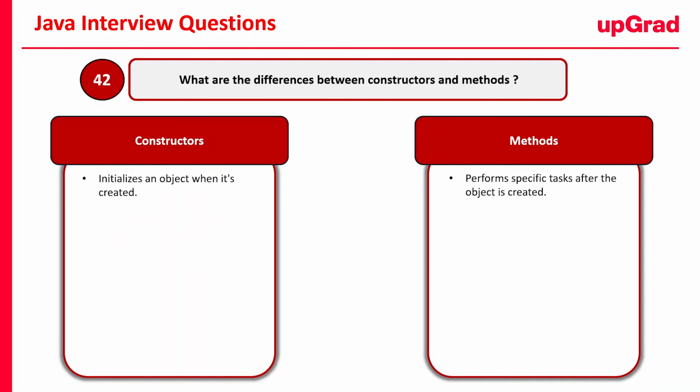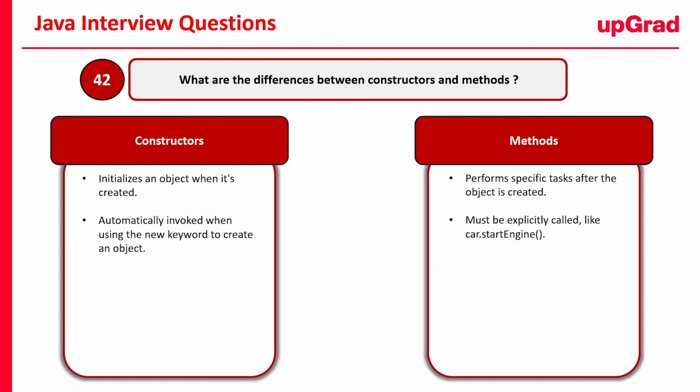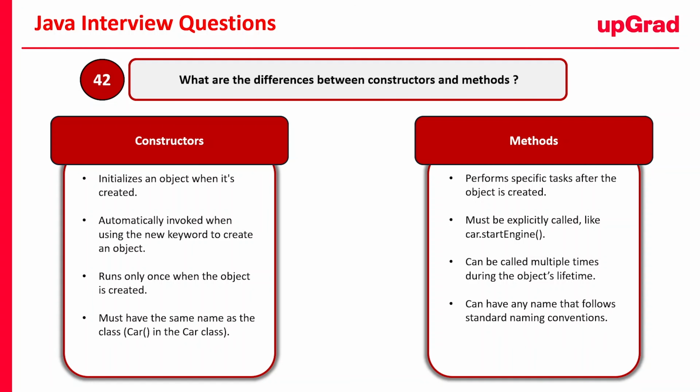Second is invocation. A constructor is automatically invoked when using the new keyword to create an object, whereas a method must be explicitly called, like car.startEngine. Third one is execution. A constructor runs only once when the object is created, whereas a method can be called multiple times during the object's lifetime. Fourth, a constructor must have the same name as the class, that is Car in the Car class, whereas a method can have any name that follows standard naming conventions. That is, you can say simply startEngine, stopEngine, like that.